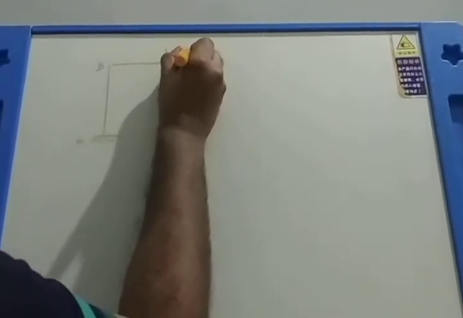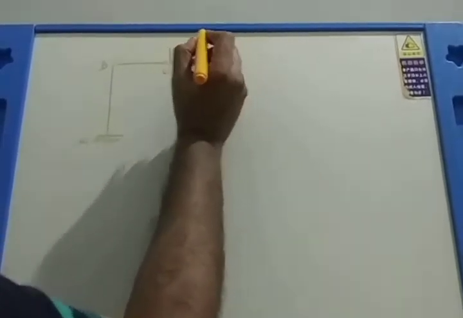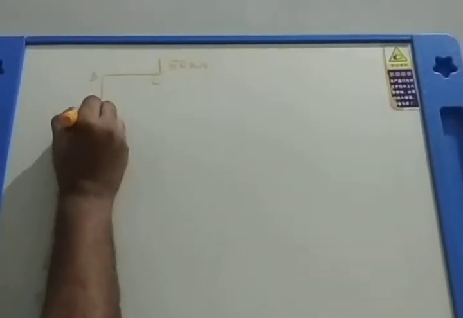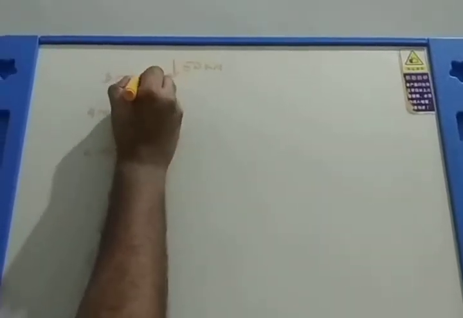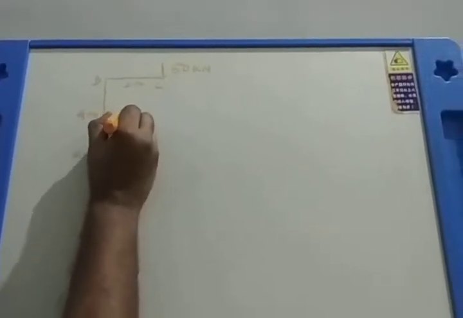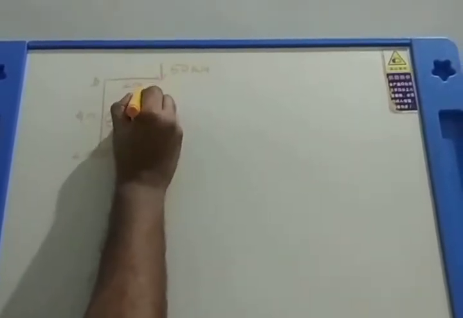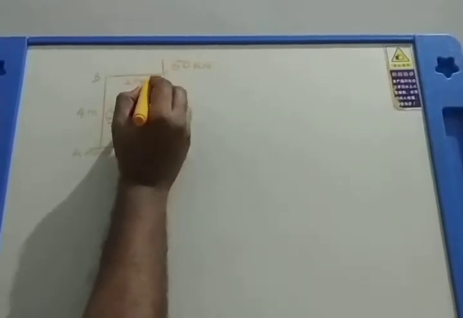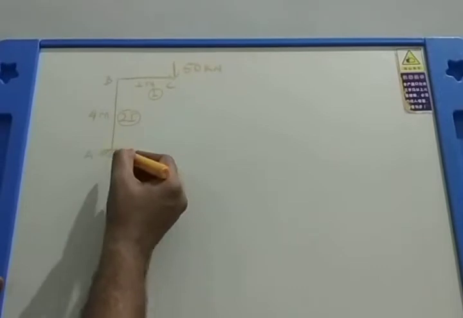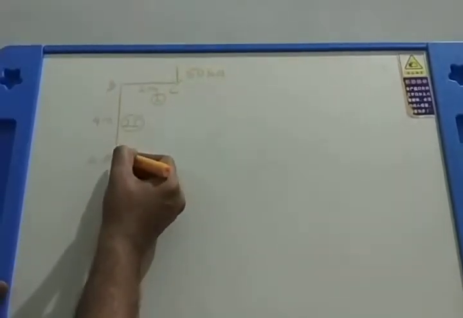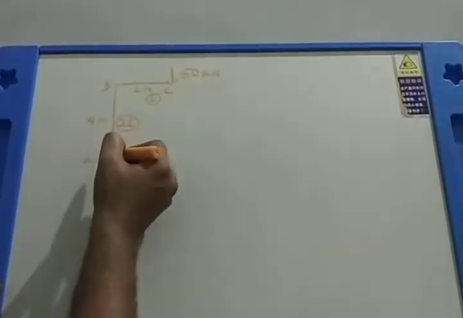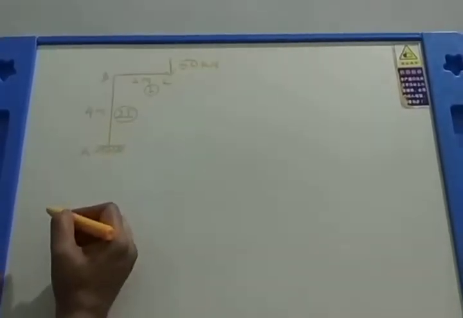This is subjected to a load of 50 kilonewton. Let us take the AB member of 4 meter, and BC we can take as 2 meters. And the moment of inertia for AB, let us take as 2I. The moment of inertia for BC, let us take as I. That means we are now considering a bent where the moment of inertia of AB has 2I value, and the moment of inertia of BC has I value. That means the AB member is stronger than the BC member.